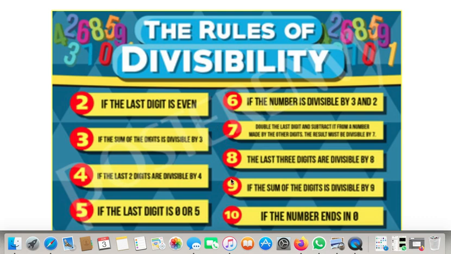Now let us check it by 9. If the sum of the digits is divisible by 9, what is the sum of the digits? 27. Yes, it is divisible. 9 threes are 27. So yes, it is divisible by 9. So the number is also divisible by 9. So easy to do.